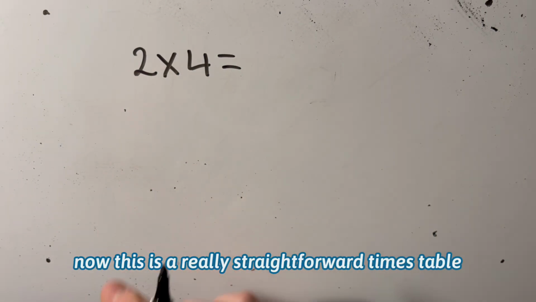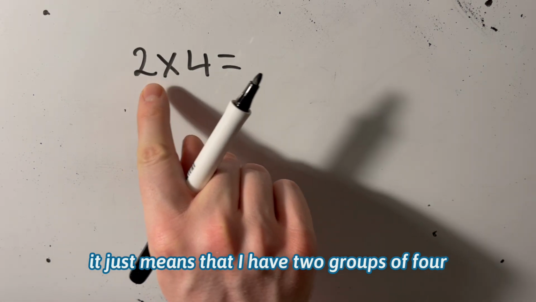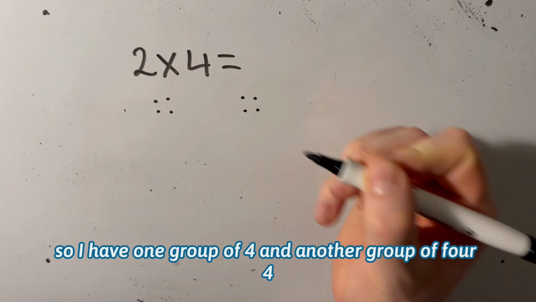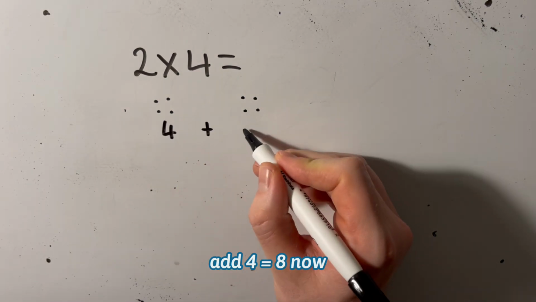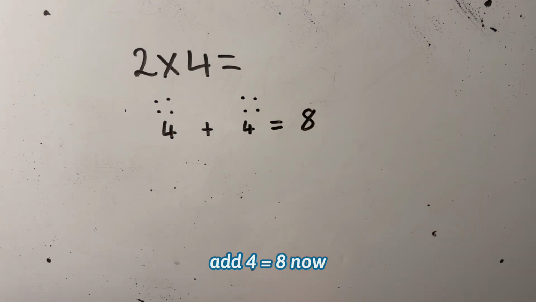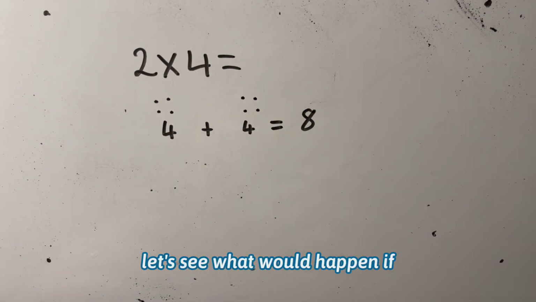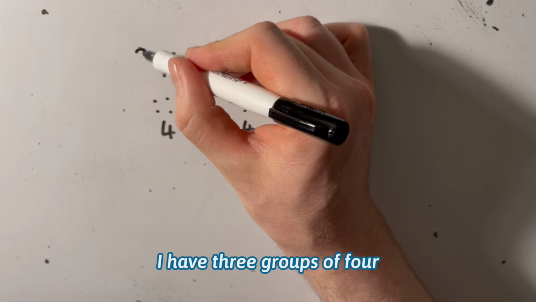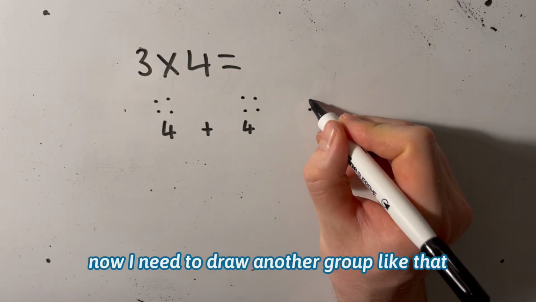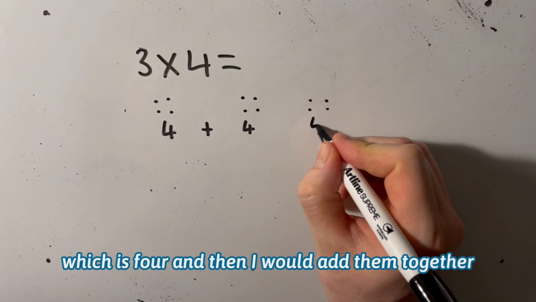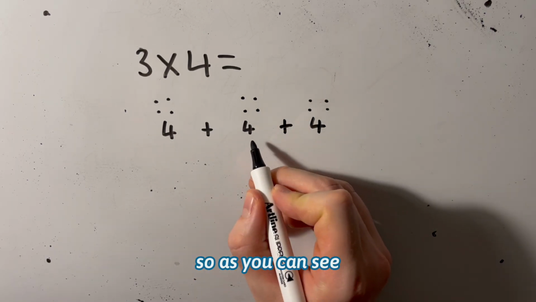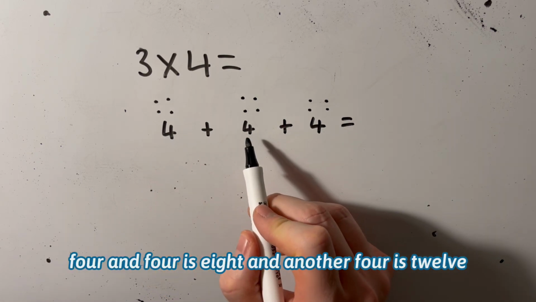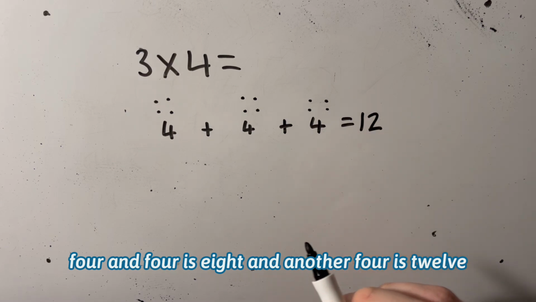Now, this is a really straightforward times table. It just means that I have 2 groups of 4. So I have one group of 4 and another group of 4. 4 add 4 equals 8. Now, let's see what would happen if instead of 2 groups of 4, I have 3 groups of 4. Well, I need to draw another group like that, which is 4, and then I would add them together. So as you can see, all I've done is add another group of 4. 4 add 4 is 8, add another 4 is 12.